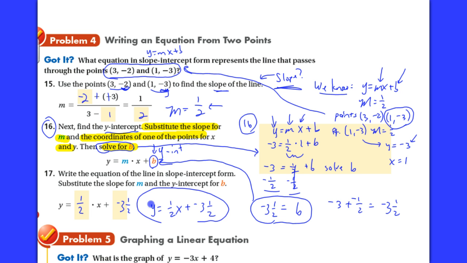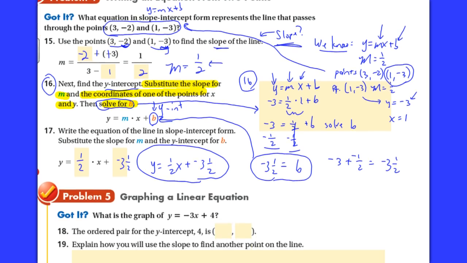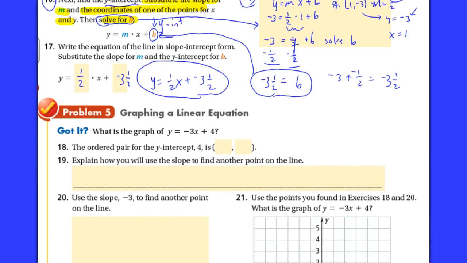But you had to be able to find that b when you're given the slope and a couple of points that are on the line. Neither one of these points is the y-intercept, so you have to find it, because in y equals mx plus b, the b is always the y-intercept. Okay, and that's how you do that problem.